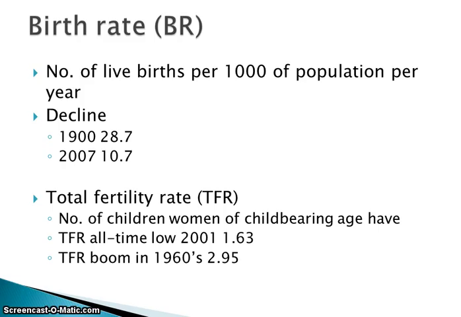Total fertility rate is the number of children that a woman would have during her childbearing years, between the ages of about 15 and 44 or 45. Now, total fertility rate hit an all-time low in 2001, where it was 1.63 children per woman of childbearing age. The boom was in the 1960s, as I said, where total fertility rate reached nearly 3 children per woman of childbearing age. It's quite a big difference there.